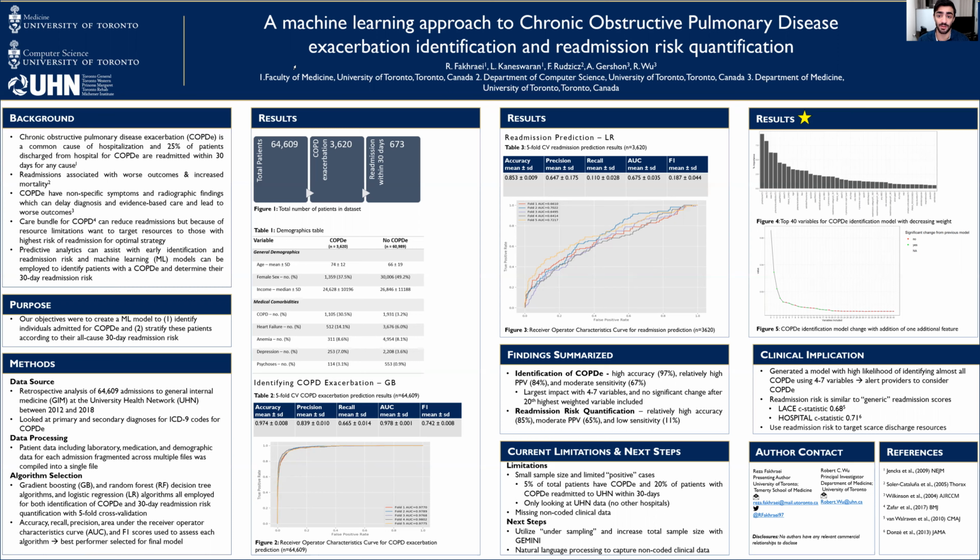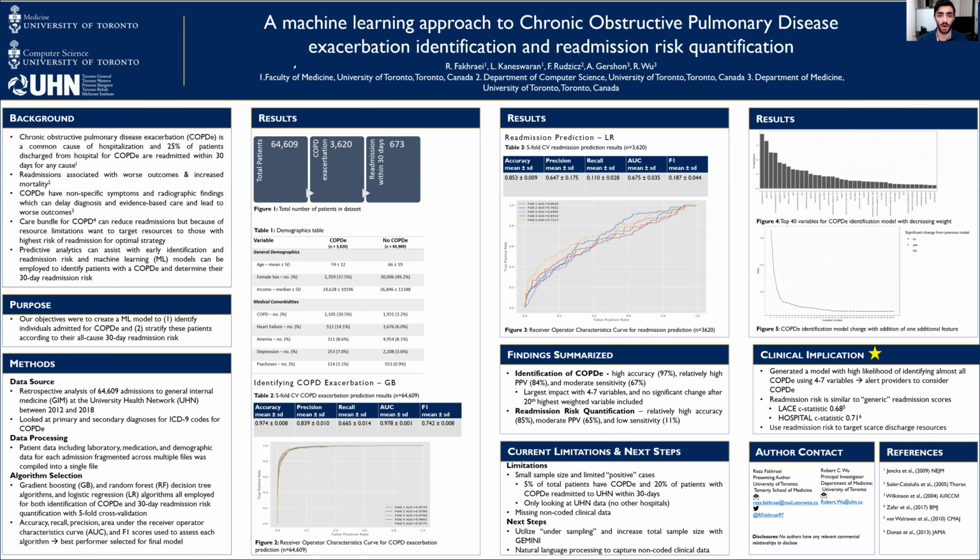We also saw that after the first 4 to 7 variables, there was diminishing change to the model, with no significant change after the 20th variable in terms of relative weight. And this is all demonstrated in figure 5. So in terms of our findings, we were able to generate a model to identify COPD exacerbation with high accuracy, relatively high positive predictive value, and moderate sensitivity, relying only on about 4 to 7 variables. And we generated a 30-day readmission risk calculator with relatively high accuracy, moderate positive predictive value, but low sensitivity.